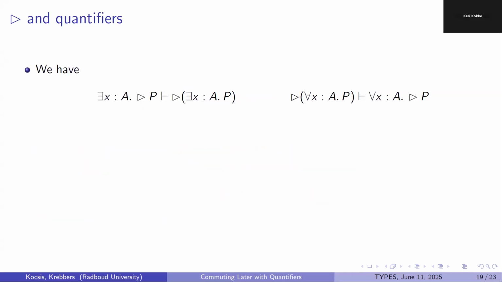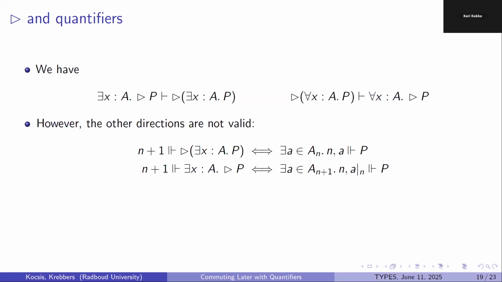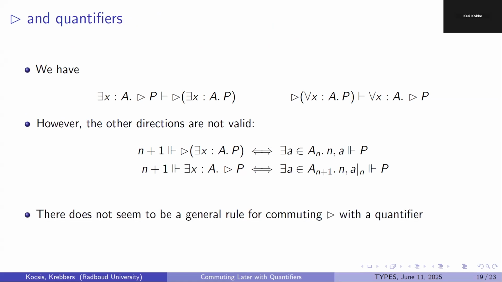So now, with all this context in hand, we arrive at what the actual contribution is: how can we devise rules which commute the later modality with the quantifiers. We can prove these rules very easily from other principles, but the other directions, the right to left directions, are not valid, and the reason is essentially that on the two sides we are quantifying over different domains, and so we might miss some elements on the left side.